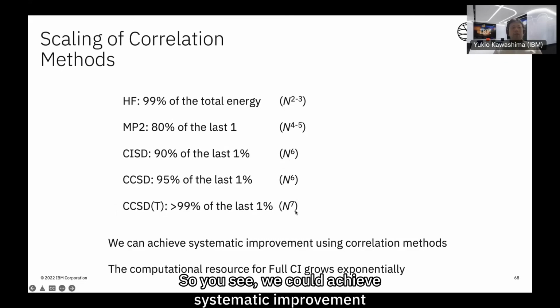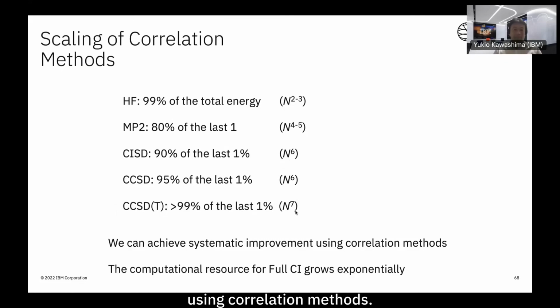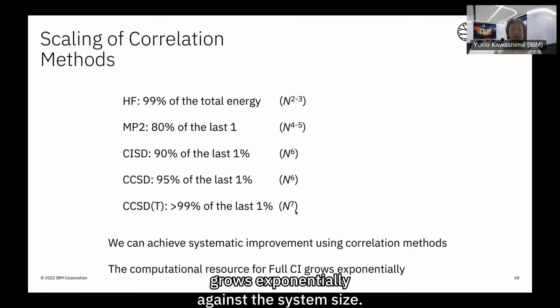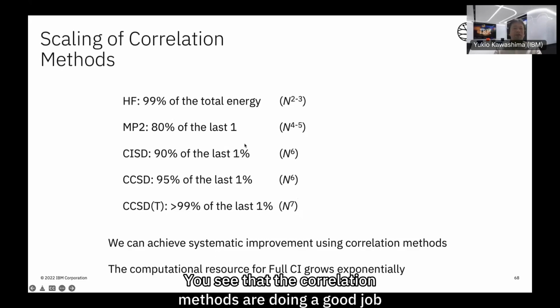So you see, we can achieve systematic improvement using correlation methods. And seeing that the computational resource for full CI grows exponentially against the system size, you see that the correlation methods are doing a good job by efficiently computing the correlation energy.